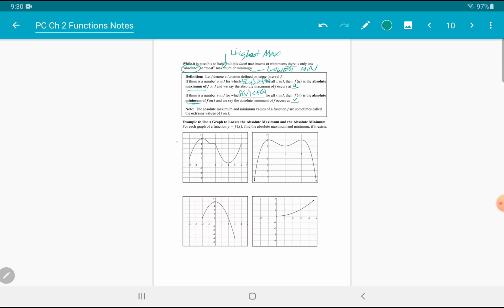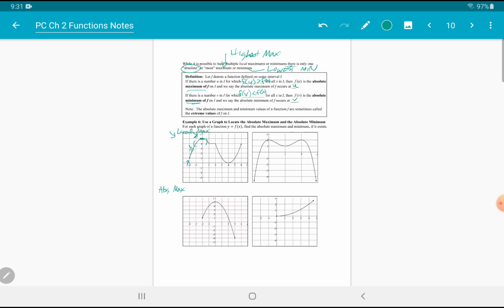Let's take a look at our first graph here. If we want to find the absolute maximum and absolute minimum, remember the absolute max is the highest point possible on this graph. As we go from left to right, the graph starts at this point, negative 2, 1, and it keeps getting higher and higher. This is not an absolute maximum. It's not even a maximum at all because the graph keeps getting higher. Oh, look, here we have a maximum. In fact, this is a local maximum because within some area, this is the highest point. So we have a local max here.